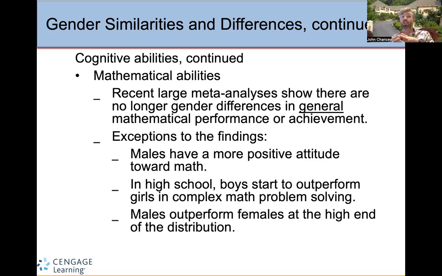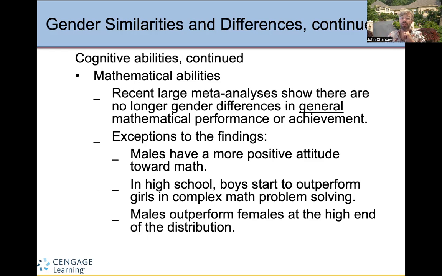Breaking it out into mathematical abilities. Recent meta-analyses have showed that there are no longer gender differences in general mathematical performance. There's a lot of stereotypes that females are just not as good at math, but the data just doesn't really show that. There are exceptions, however. Males have a more positive attitude towards math, and by the time they reach high school, boys start to outperform girls in complex math problem solving.